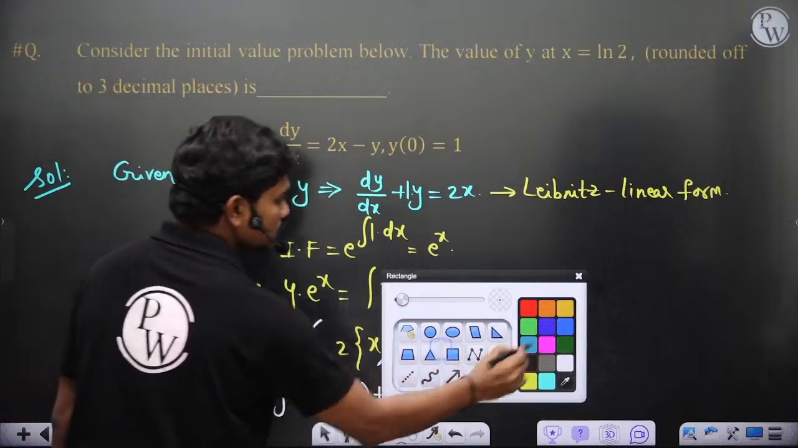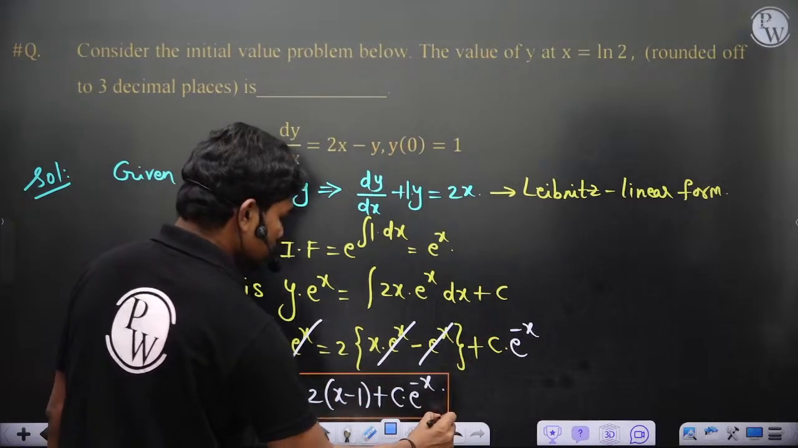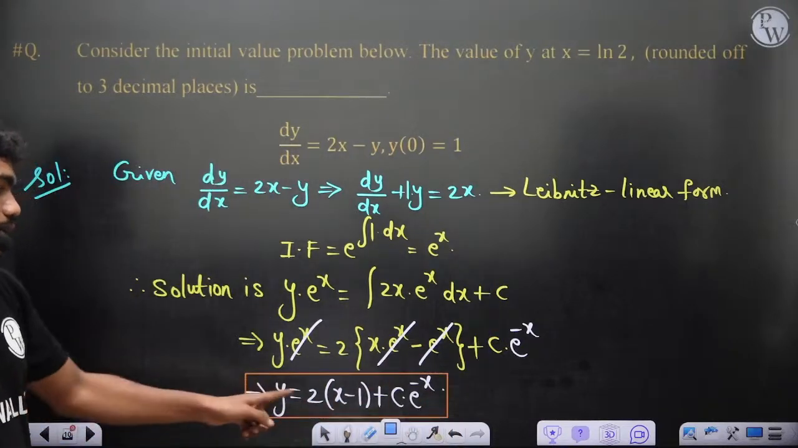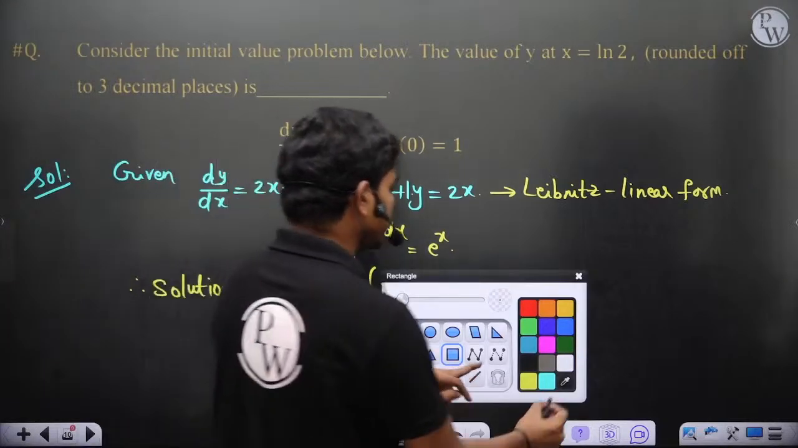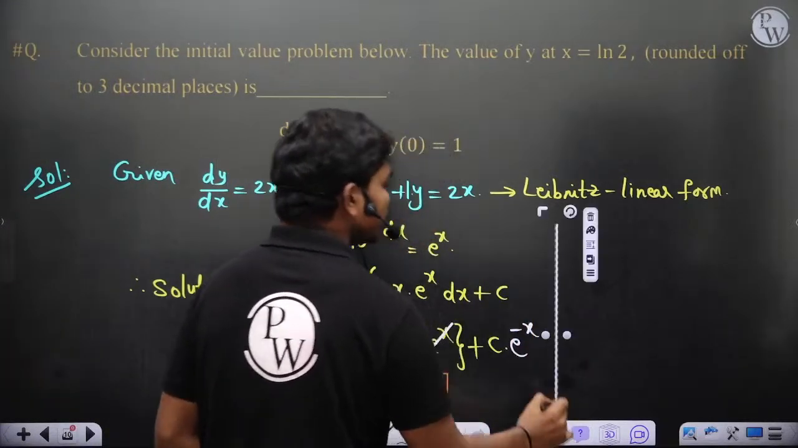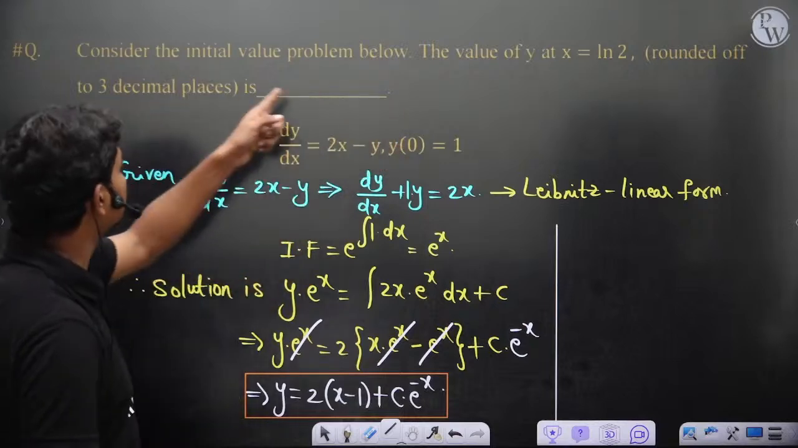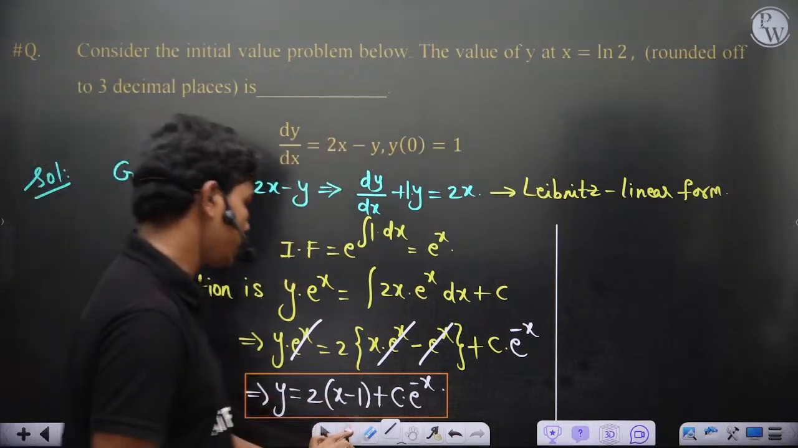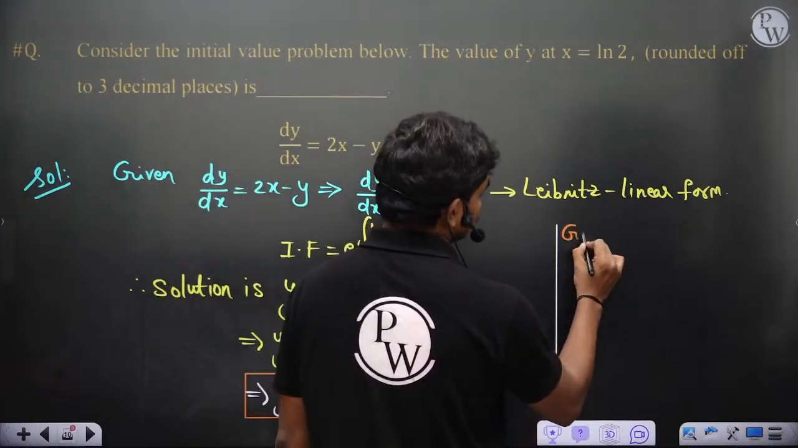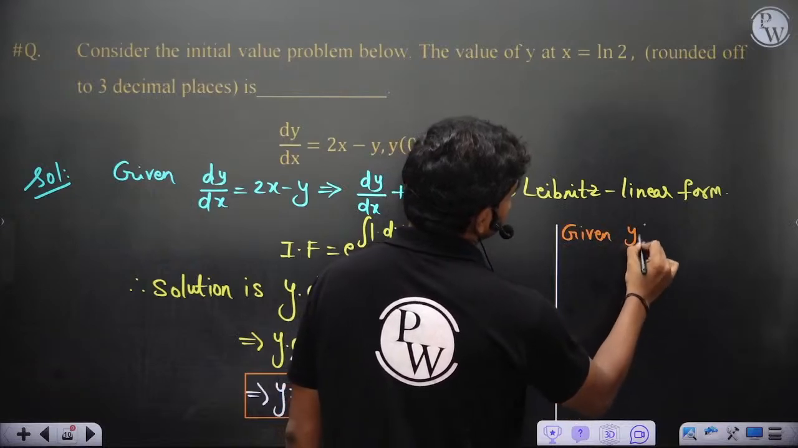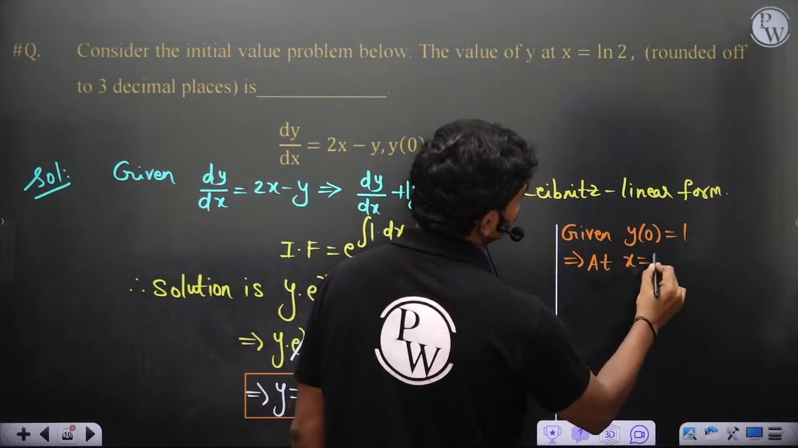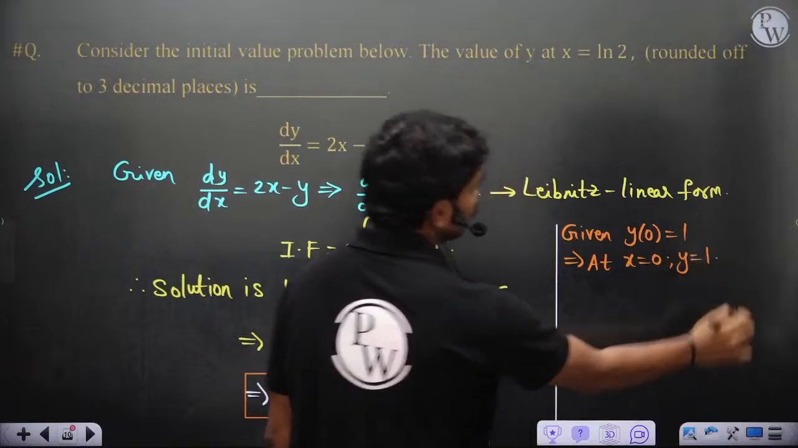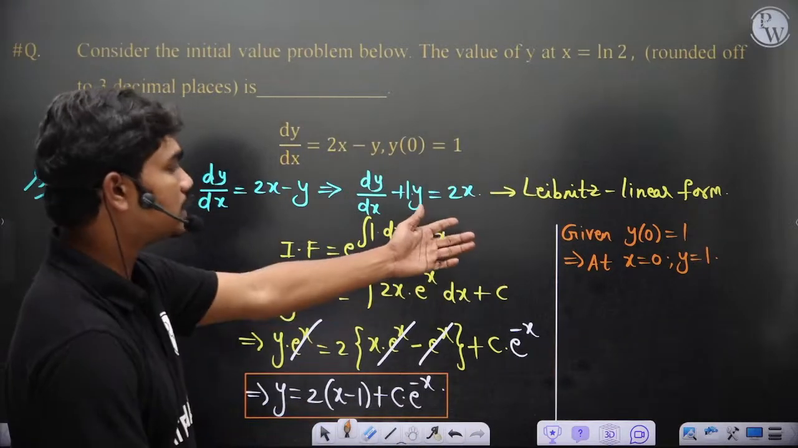So this is the solution that you have here, right? y is equal to 2 times of x minus 1 plus constant times of e power minus x. For getting the value of the constant, they have given you one condition: y of 0 is equal to 1. So what does this tell you? At x is equal to 0, the y value is equal to 1, obviously, correct? That's what y of 0 is equal to 1 tells you.